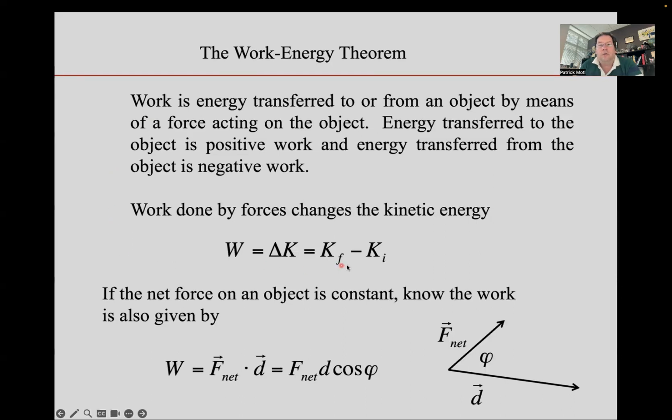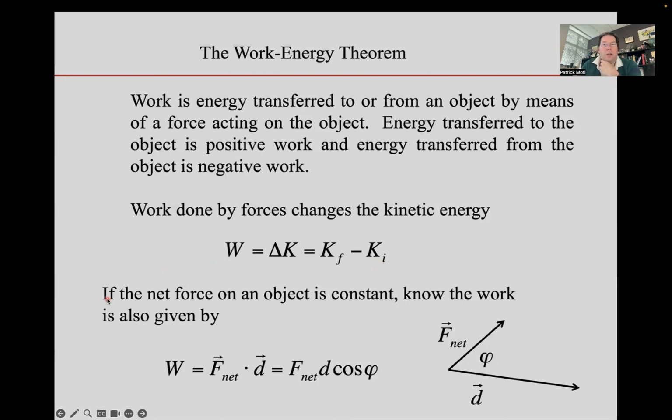Our basic relationship for this is that W, the work done by forces, is equal to the change in kinetic energy, and change in physics class is always final minus initial. So delta K is final kinetic energy minus initial kinetic energy.